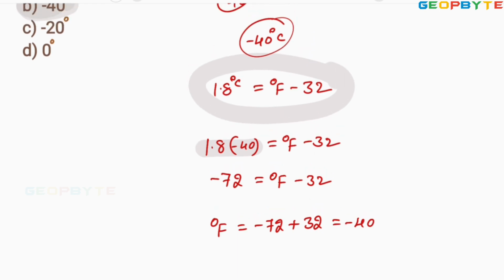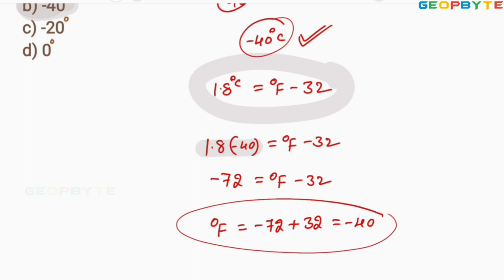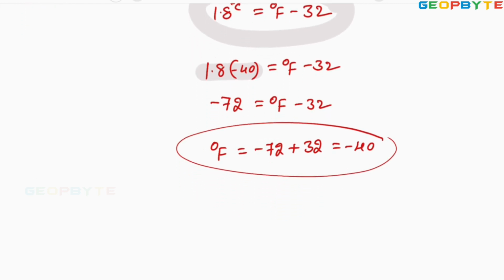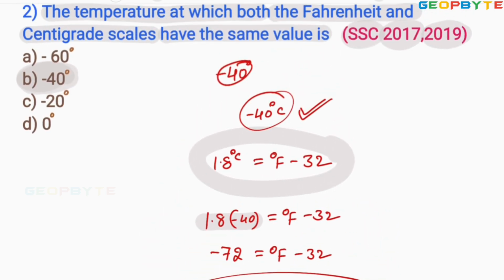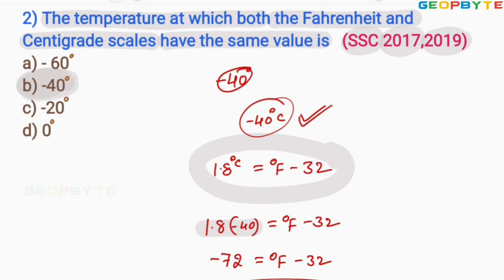So look at the value. Minus 40 degree centigrade is equal to minus 40 degree Fahrenheit. That means at a thermometer reading of minus 40, both centigrade scale and Fahrenheit scales are coinciding. So the conclusion is minus 40 degree centigrade is equal to minus 40 degree Fahrenheit. I hope all of you understood. This problem is very, very important. Option B is absolutely correct.